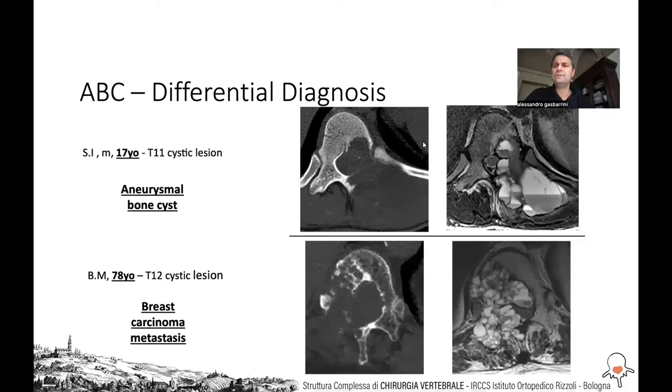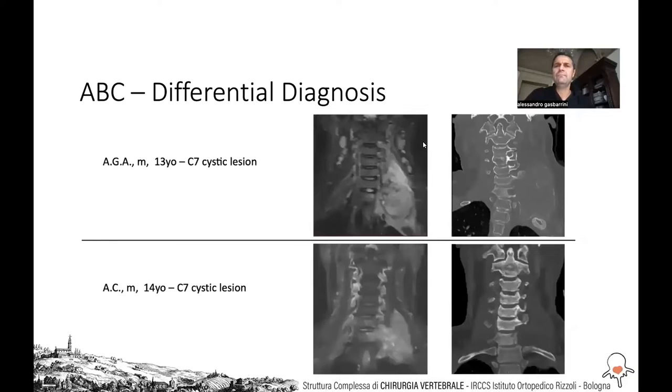The first one is an aneurysmal bone cyst. The second one is a breast carcinoma metastasis with fluid cysts in it. The treatment is completely different; without proper diagnosis, the fate of the patient could be a disaster. These are two other lesions, quite similar in images, but the first is an aneurysmal bone cyst, and the second one is a fibrosarcoma.